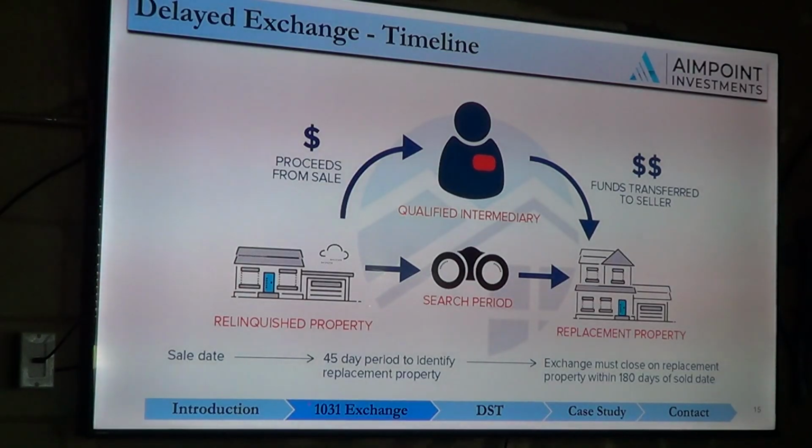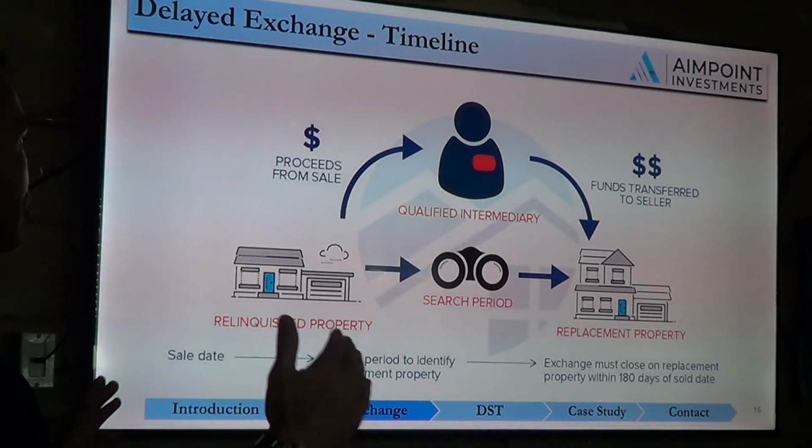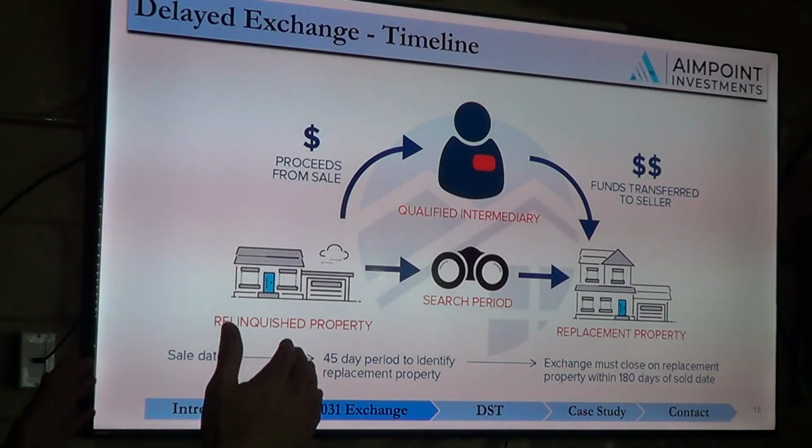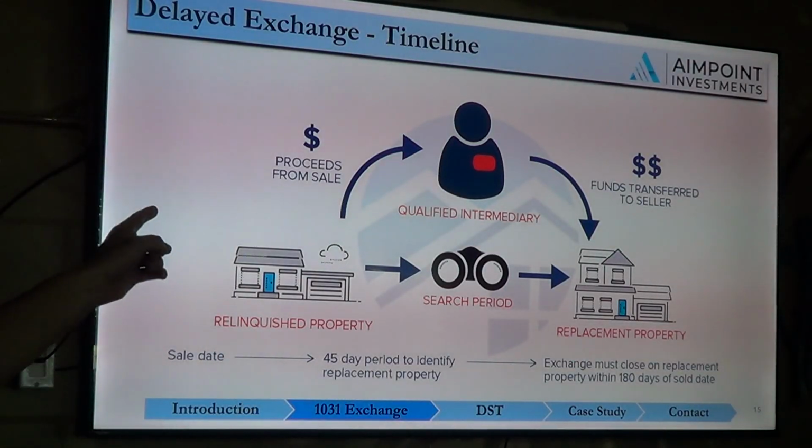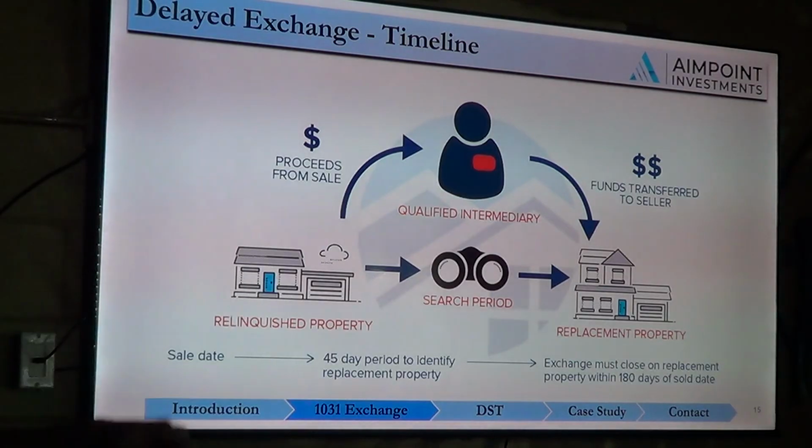That can be critical. So here's just kind of a picture bringing everything together. We have the sale of our relinquished property. The proceeds from that sale go to the qualified intermediary, and our search period begins. We get a 45-day period to identify. We have to close on that purchase within 180 days, and the qualified intermediary is going to be the one that wires your funds to the seller of the property you're purchasing. All right?